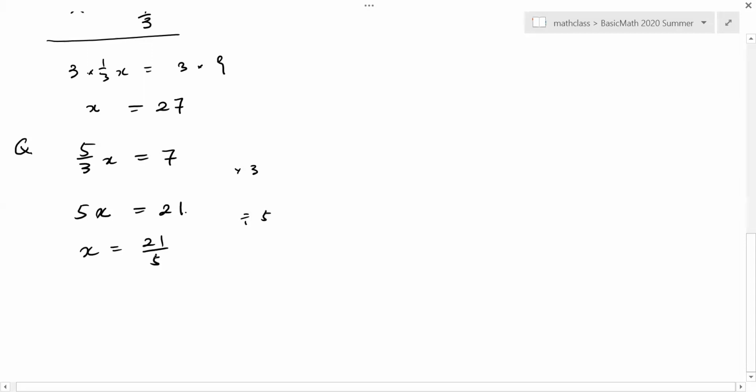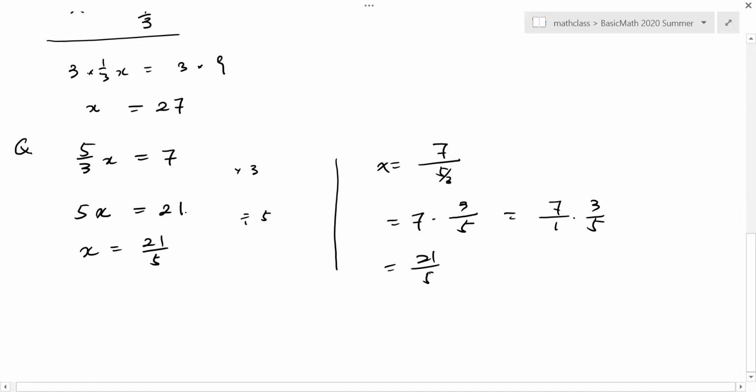Now you can also do the following. You view 5 over 3 as one number. So x is going to be 7 over the number 5 over 3. Now how do you simplify? It's going to be 7 times 3 over 5. So 3 times 7 is 21, and 1 times 5 is just 5. So there are two different approaches.